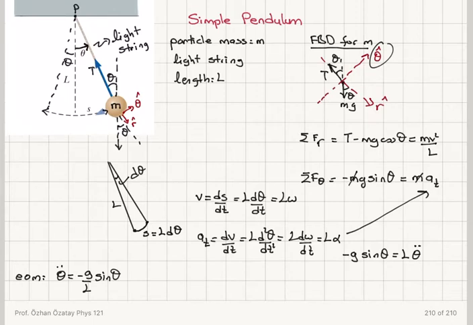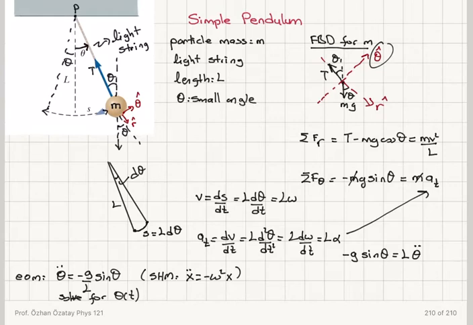So the equation of motion I obtain is theta double dot is equal to minus g over L sine theta. Now, simple harmonic motion is described by the equation of motion x double dot is equal to minus omega squared x, and I know how to solve this one. But theta double dot is equal to minus g over L sine theta, and solving for theta as a function of time is in general not simple harmonic motion.